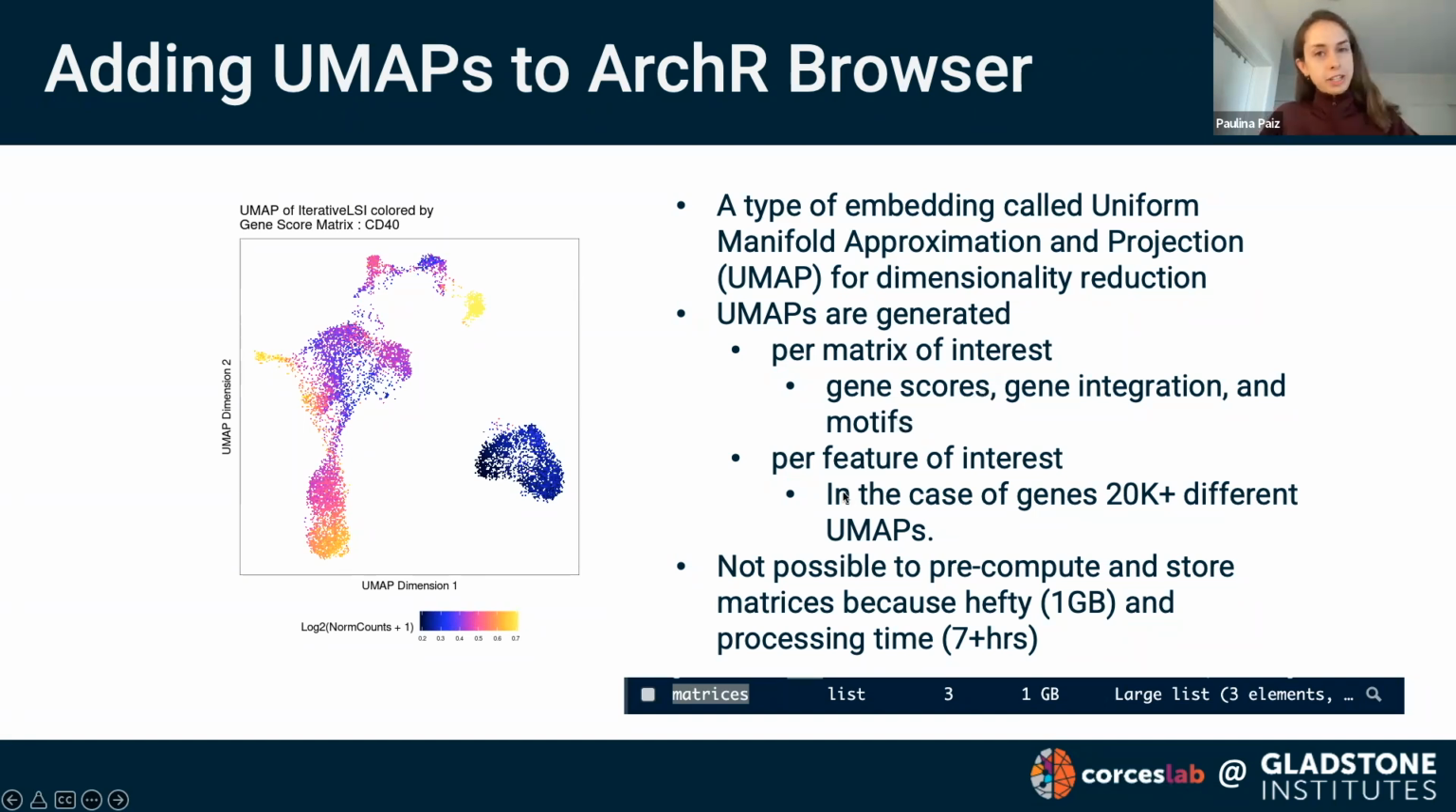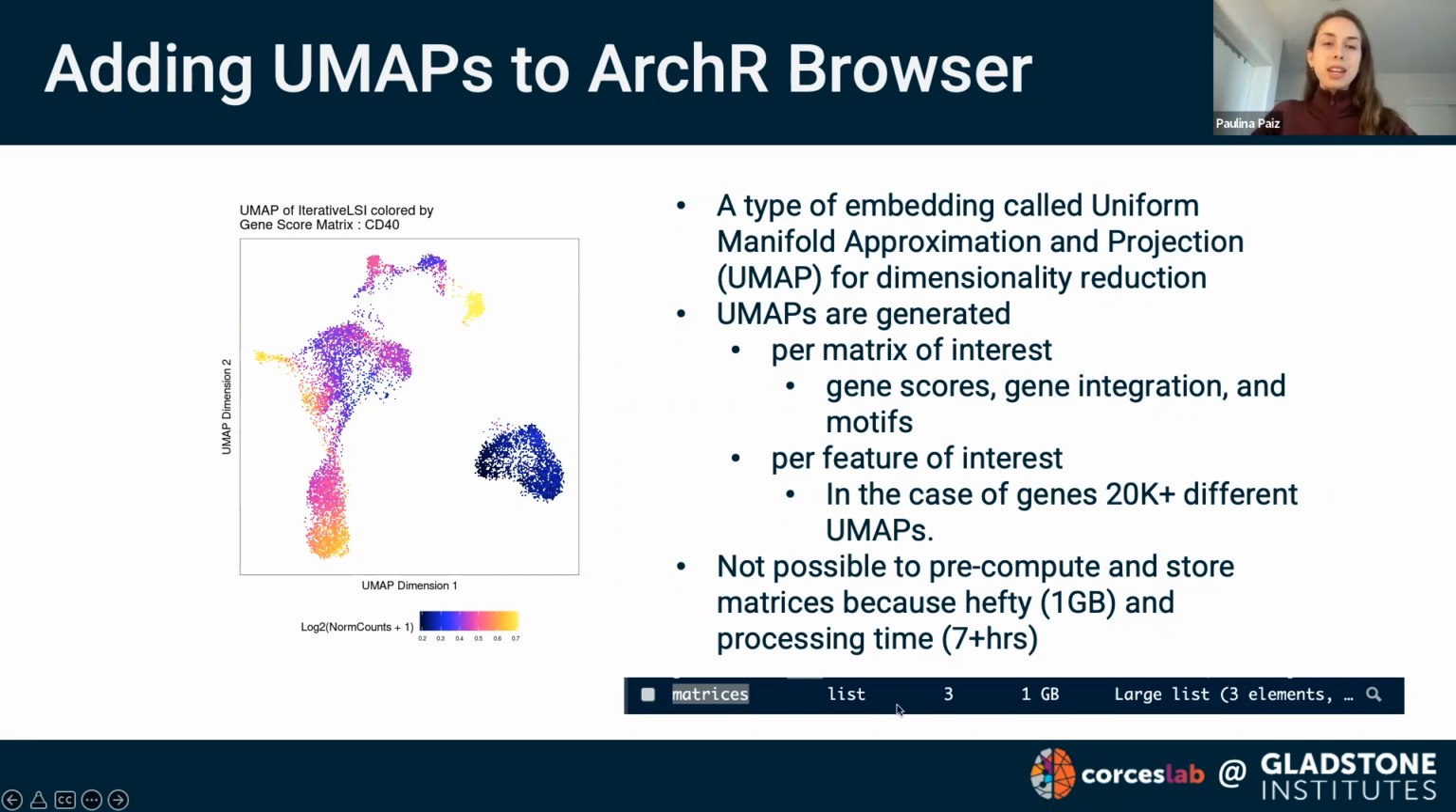There are many features of interest, as you know, genes, 20,000. And so we wanted to be able to generate a UMAP per feature of interest. It was not possible to pre-compute and store the matrices because it's a combinatorial problem that basically results in a lot of UMAPs, and we could not store that. And the processing time is 7 hours per matrix, which we know users would not want to wait for.